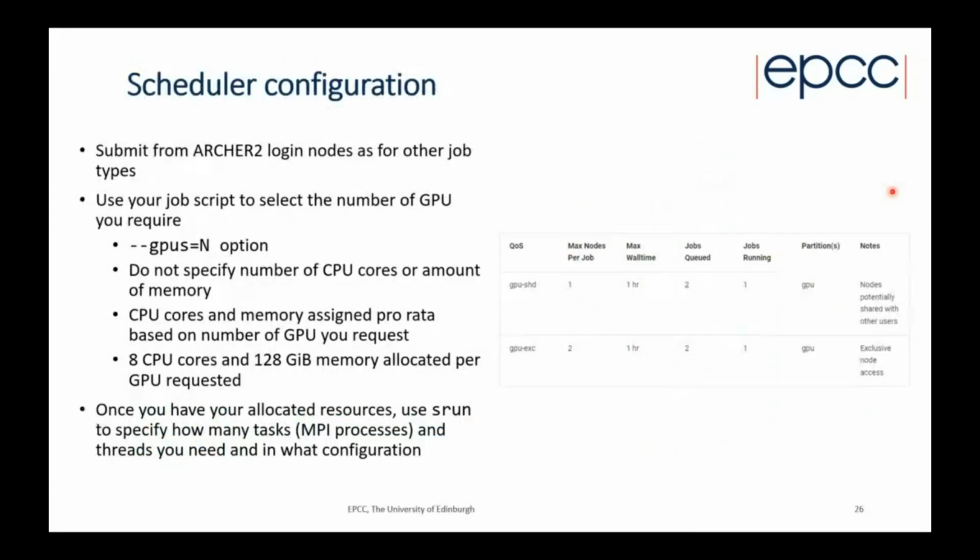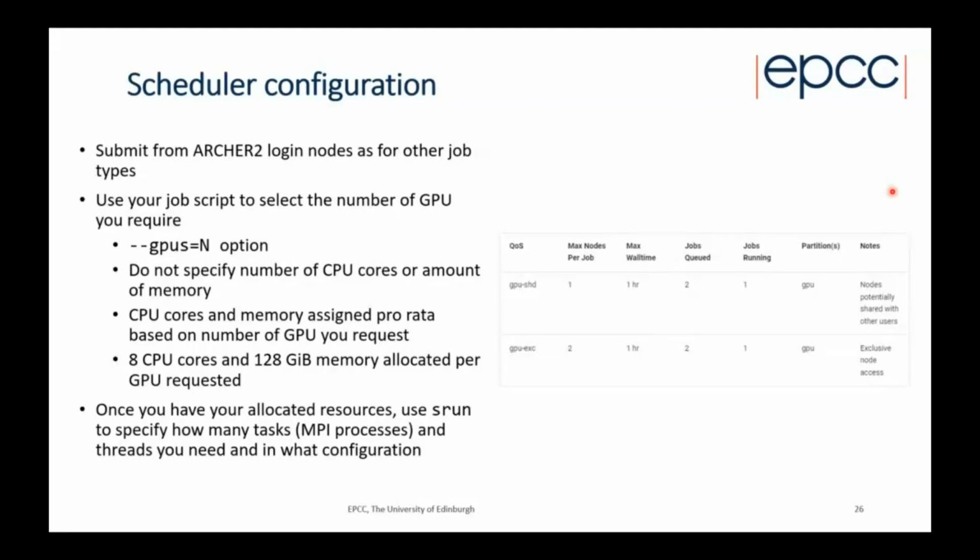So for that scheduler configuration, to submit from the ARCHER2 login node to get access to the GPU node, you need to add to your job script the number of GPUs you require. So you have to provide a hash SBATCH minus minus gpus equals n option. For the most part, we'll just be using 1. You don't need to specify the number of CPU cores or the amount of memory. CPU cores and memory are assigned pro rata.